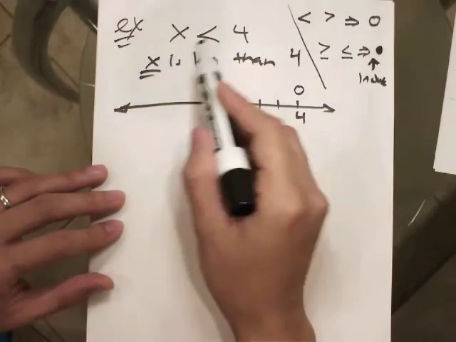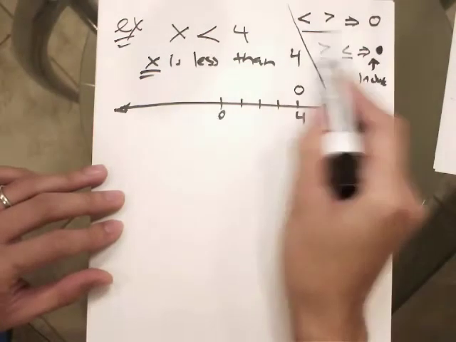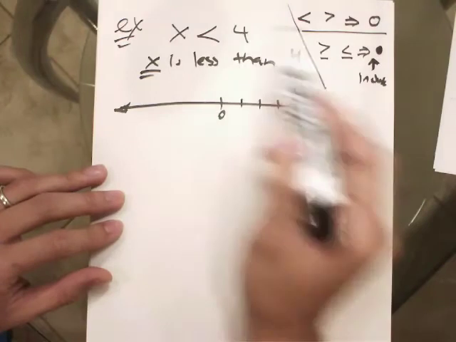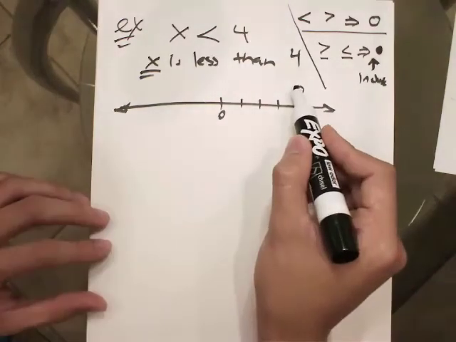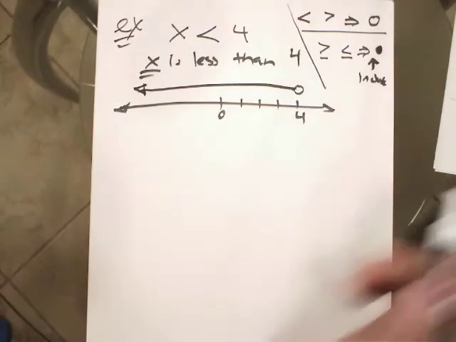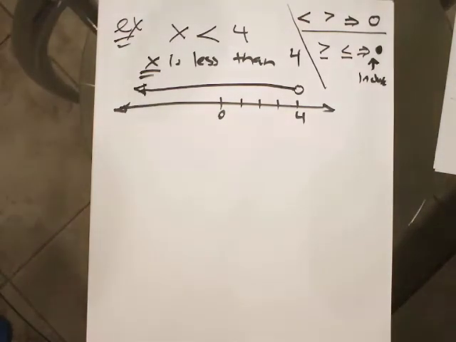All right, so we know that because we have this symbol, we have to use the open circle, and anything that's less than 4 has to be on the left-hand side. So therefore, we have our arrow going back to the left-hand side. Okay, that's how we graph it on a number line. This is one-dimensional. Well, we haven't talked about two-dimensional graphing yet, which will occur soon.